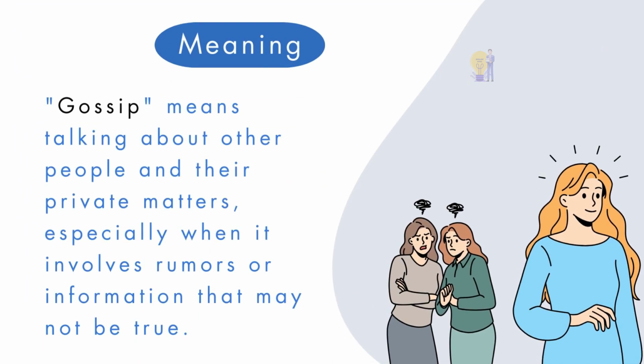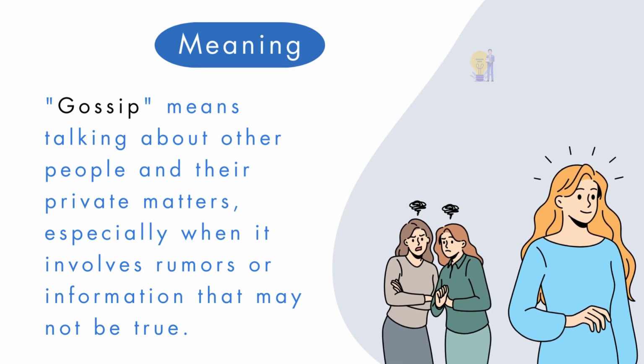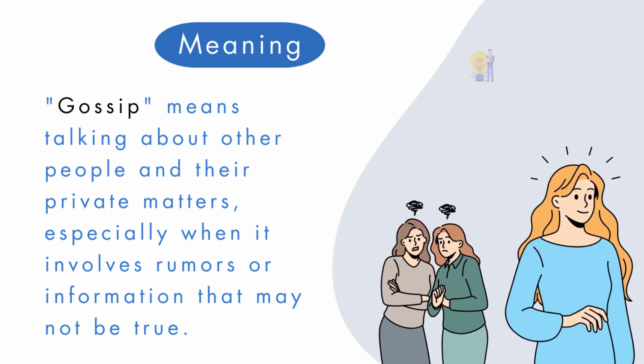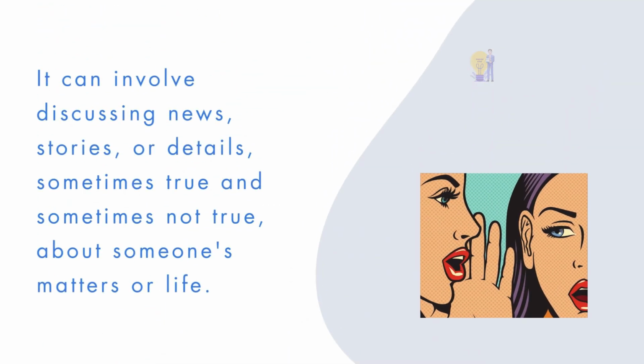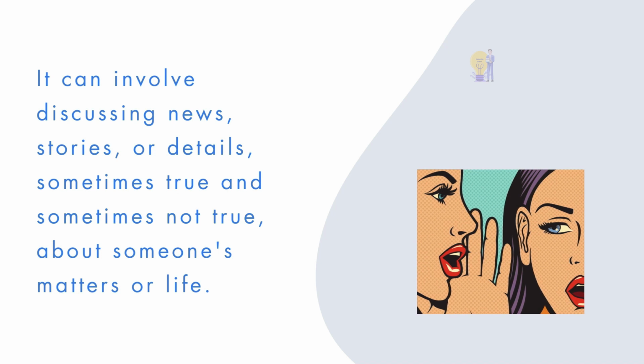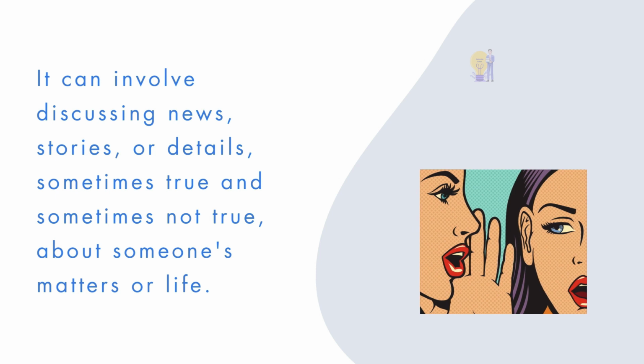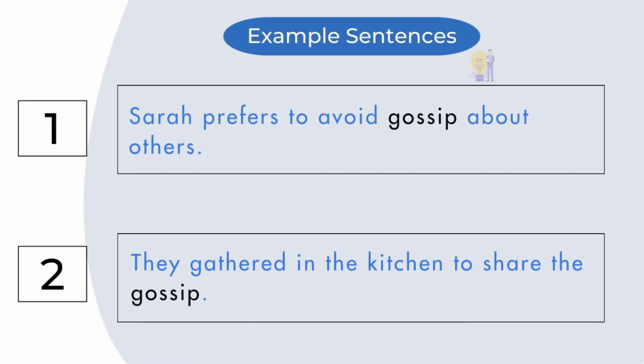Gossip means talking about other people and their private matters, especially when it involves rumors or information that may not be true. It can involve discussing news, stories, or details, sometimes true and sometimes not true, about someone's matters or life. The example sentences are: number 1, Sarah prefers to avoid gossip about others. Number 2, they gathered in the kitchen to share the gossip.